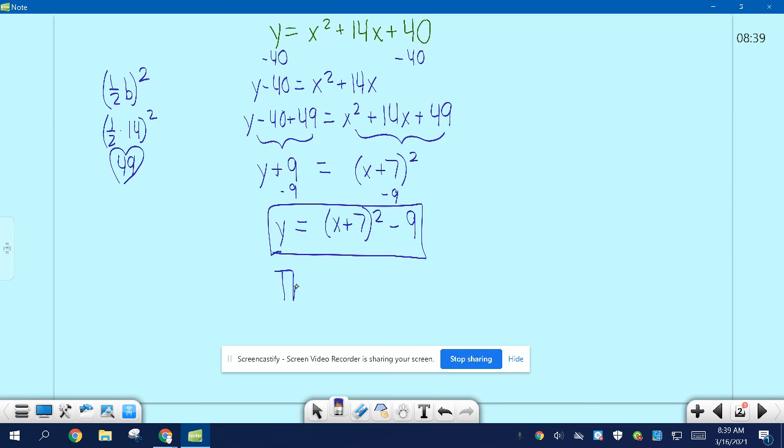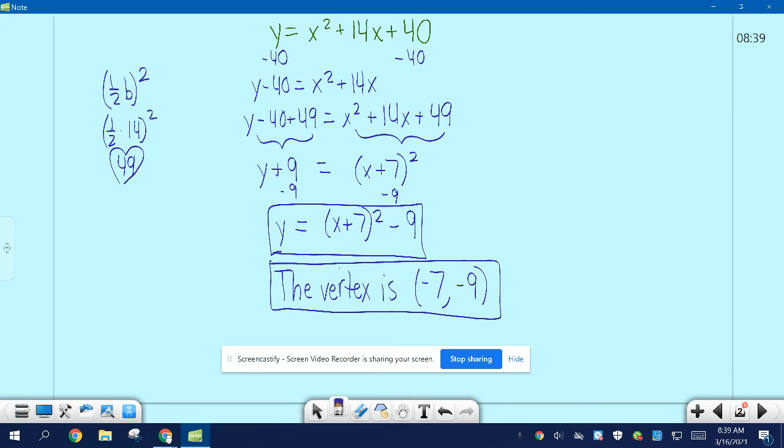And then the vertex is the number in parentheses. It's always the opposite of what that says. And then the y-coordinate is always the number at the end, and it's exactly what's written there. So it'd be -7, -9. So this question has two things you have to type in.